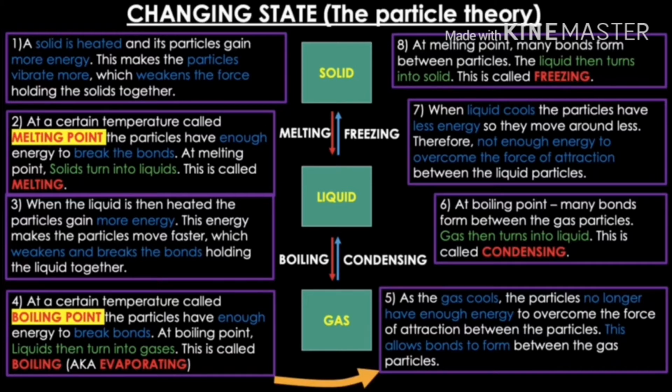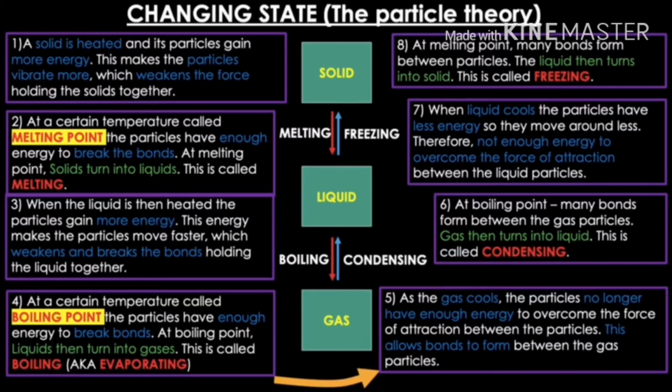Point 6. At boiling point, many bonds form between the gas particles. This then turns gas into liquids, and this is called condensing. Point 7. When a liquid cools, the particles have less energy, so they move around less. Therefore, there's not enough energy to overcome the force of attraction between the liquid particles. And this leads to point 8. At melting point, many bonds form between particles. The liquid then turns into solid.